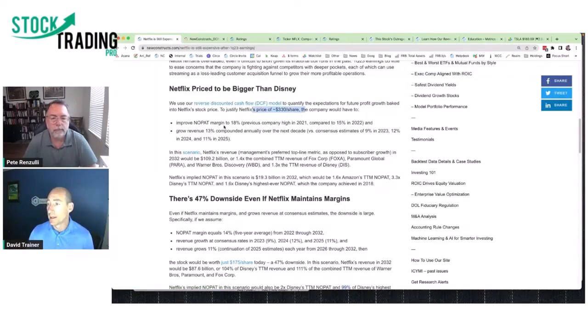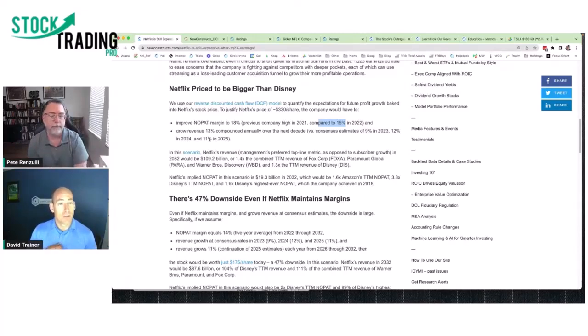So what does that mean? All right, well, we're going to assume that they improve their after-tax profit margin to 18%. I'm sorry, 18% is the previous company high in 2021. They're now at 15%. So we're going to go back to the best ever. And then they're going to grow revenue 13% compounded annually over the next decade, while consensus is at 9% in 2023, 12% in 2024, and 11% in 2025. And let's not forget that best was during a pandemic.